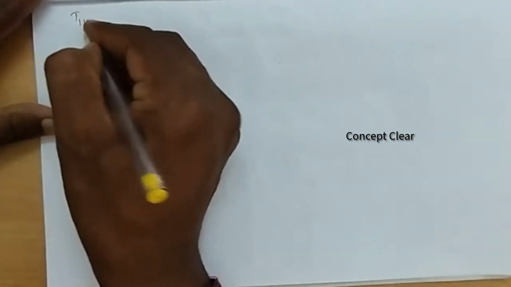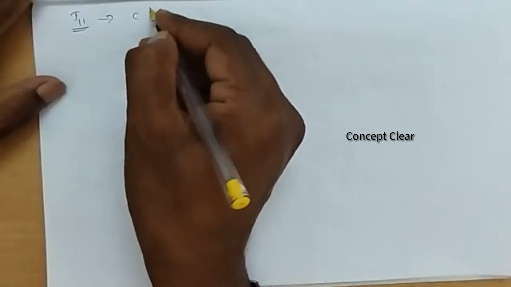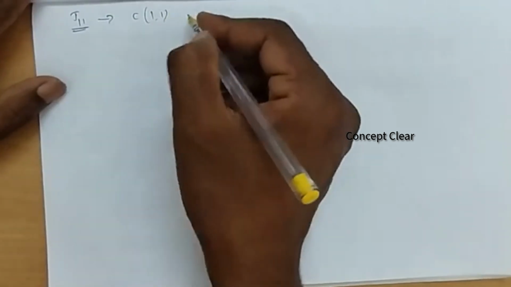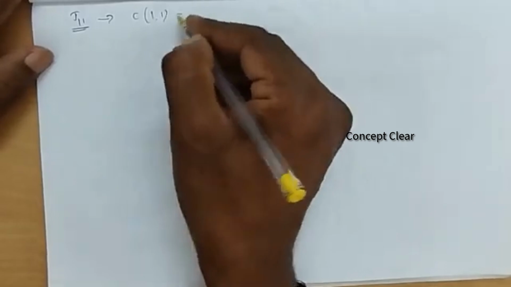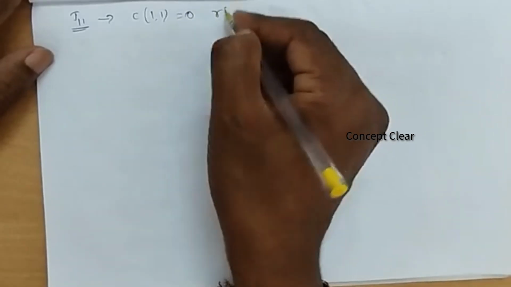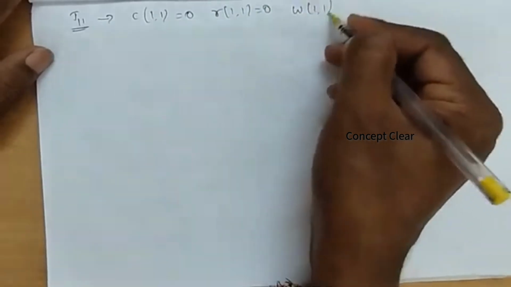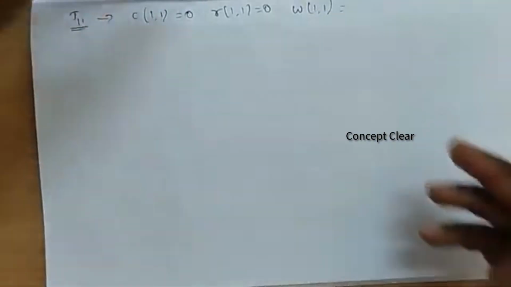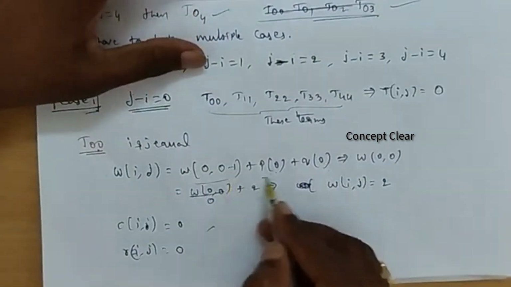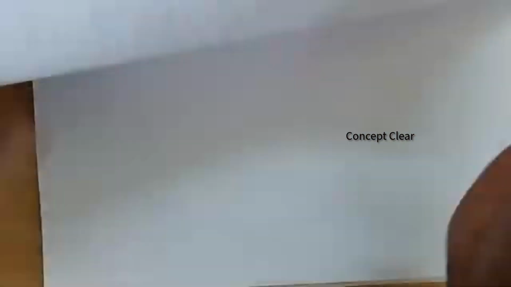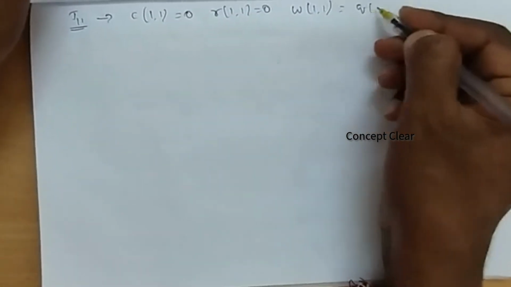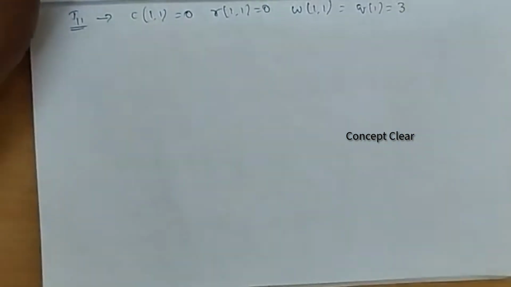T11, that is the second term. Okay, here also both are the same. I am directly writing C11 equals 0. R11 equals 0. And W11, I have to write the same as this. Here also we will get all zeros. And W of 1, Q of 1 equals 3. Q of 1 equals 3.